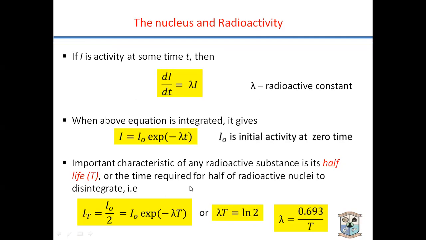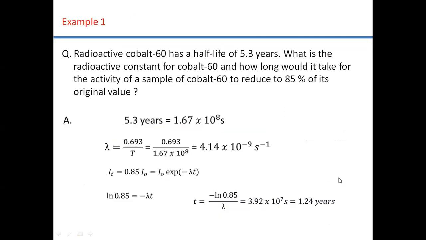An important characteristic of any radioactive substance is its half-life, which is symbolized as T, or the time required for half of the radioactive nuclei to disintegrate. So this is the time required for half of the radioactive nuclei to disintegrate. You have our formulas here. These formulas are not strange to you. You know them already. There's an example here concerning half-life.